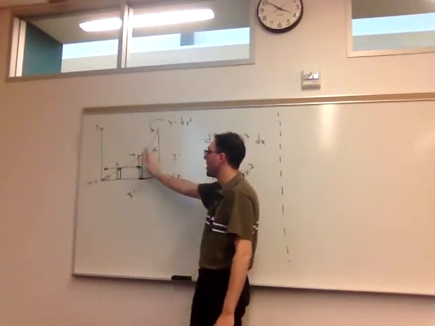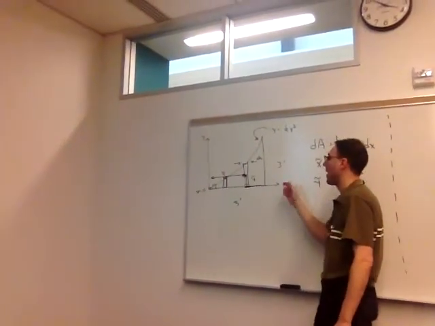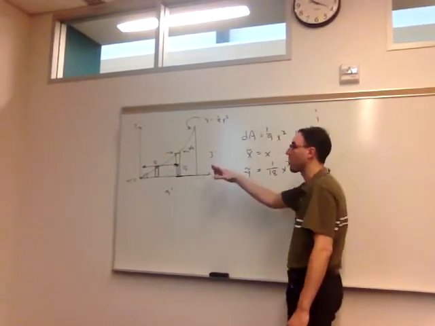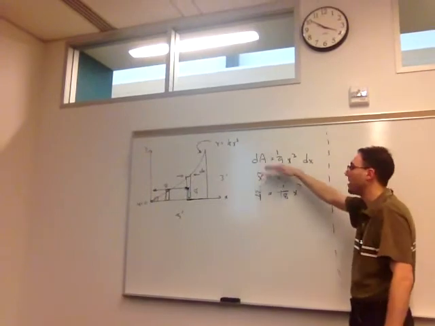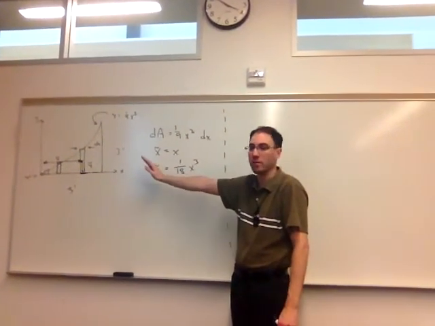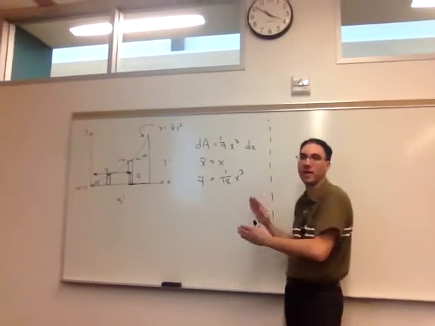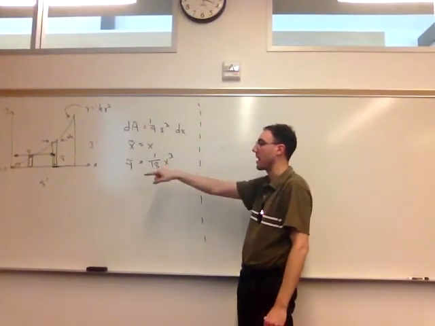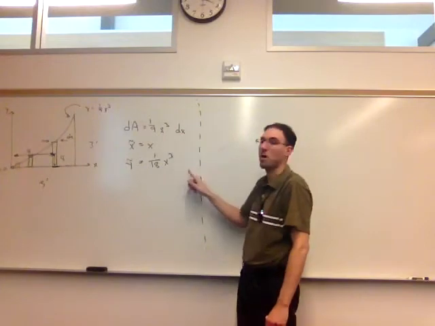Because they're all defined the same way, these are good for every rectangle between x is 0 and x is 3. You could have more complicated shapes where these definitions are not true for all of the rectangles, and then you would have to integrate in different sections. But for this one, since it's continuously defined from x equals 0 to x equals 3, these are all good.